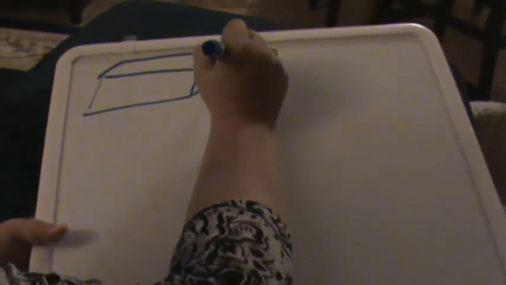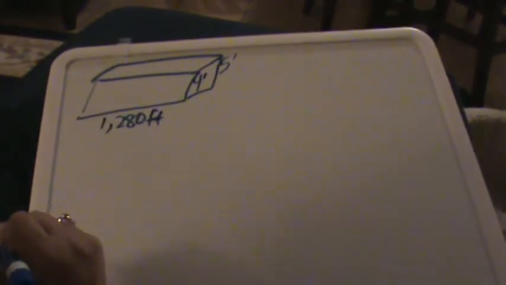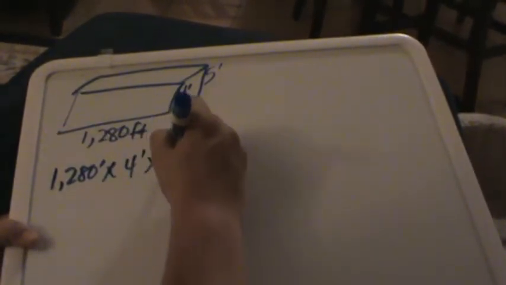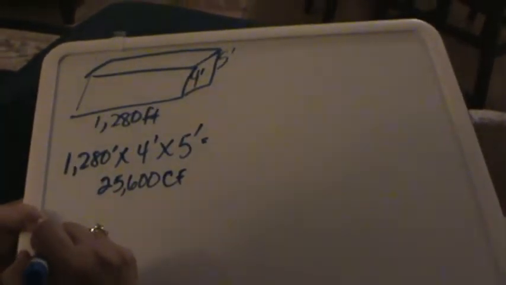So first things first, we have a trench that is 4 feet wide, 5 feet deep, and this is 1,280 feet long. Okay, so to get volume, we're looking for cubic feet. So we just have to multiply the length times the width times the height. So 1,280 feet times 4 feet times 5 feet, and that equals 25,600 cubic feet.